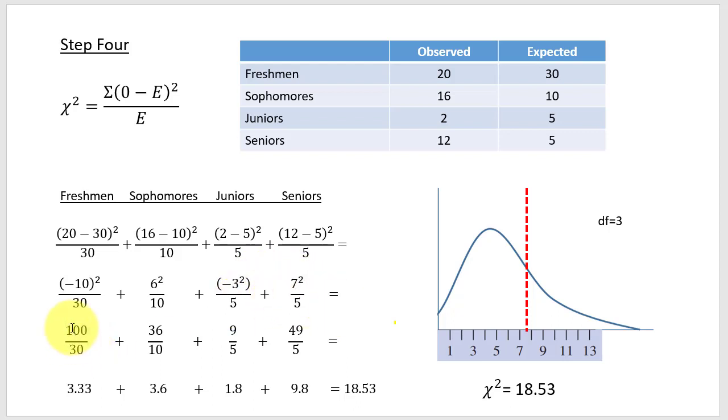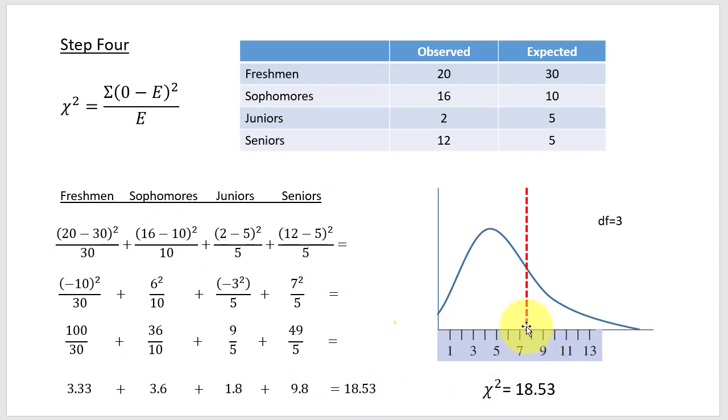Going down to the next line, we did our math. So negative 10 squared is 100 over 30, 36 over 10, 9 over 5, 49 over 5, and then I divided those out. 3.33 plus 3.6 plus 1.8 plus 9.8 equals 18.53. Our chi-square statistic is 18.53. What this means is that we have a combined amount of proportion difference of 18.53.